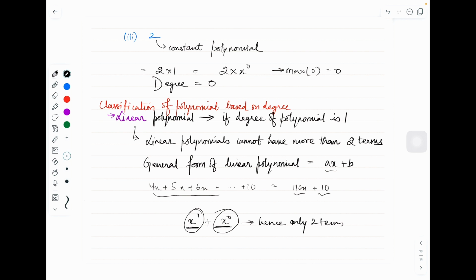Okay. Examples. I am writing p(x) equals to 4x plus 5, q(y) equals to 2y. Okay, and one more I am writing, r(t) equals to t plus 2. These are examples. Okay, see here two terms are there, here only one term is there. But as I said, it cannot have more than two terms; it can have only one term also. Okay, but it cannot have more than two terms. Only one, 2y. Here 4x plus 5, two terms are there, and degree is 1. You are getting it?